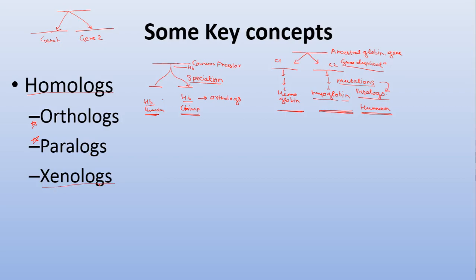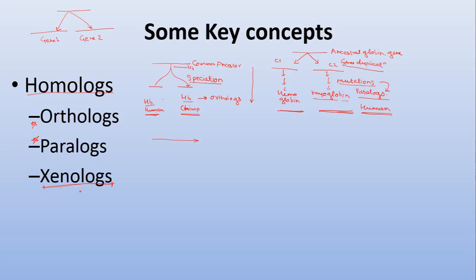Xenologs are the product of horizontal gene transfer, right? Orthologs and paralogs are products of vertical gene transfer, while xenologs are homologs that arise due to horizontal gene transfer, which involves transferring genes from one species to another species. So this is how xenologs appear. They appear due to the process of horizontal gene transfer.